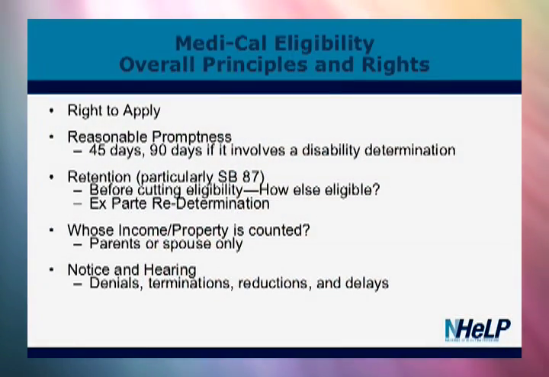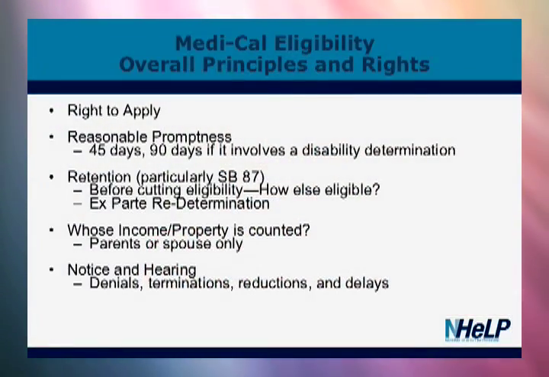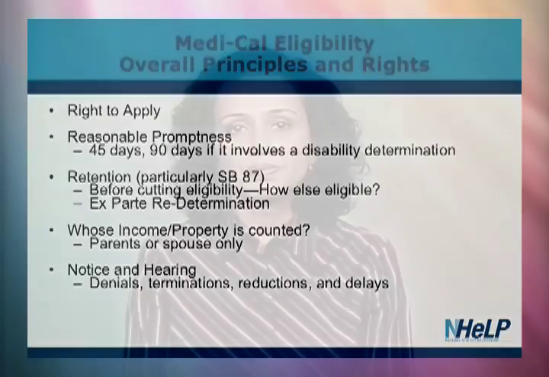We will spend some time on the next principle about notice and hearing rights at the end of this session. But I do want to point out that applicants as well as beneficiaries have rights to a notice and that they should be informed of any decision made by Medi-Cal regarding their eligibility and benefits before that decision is implemented, and that they should be able to challenge that decision through an administrative hearing. These administrative hearings involve delays, denials, terminations, and reductions of services or eligibility.